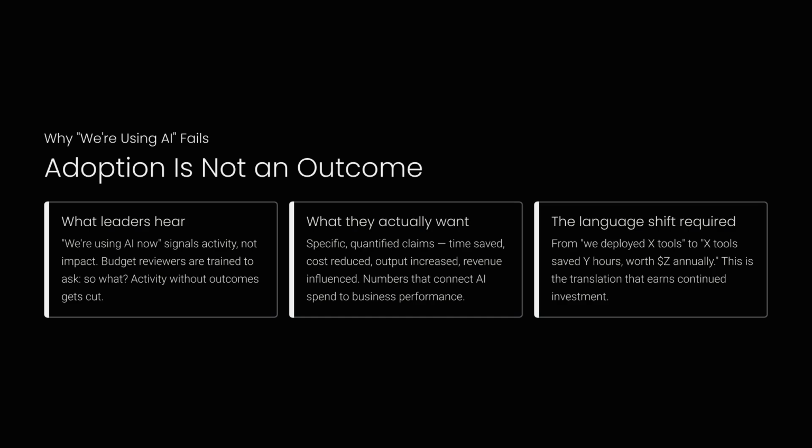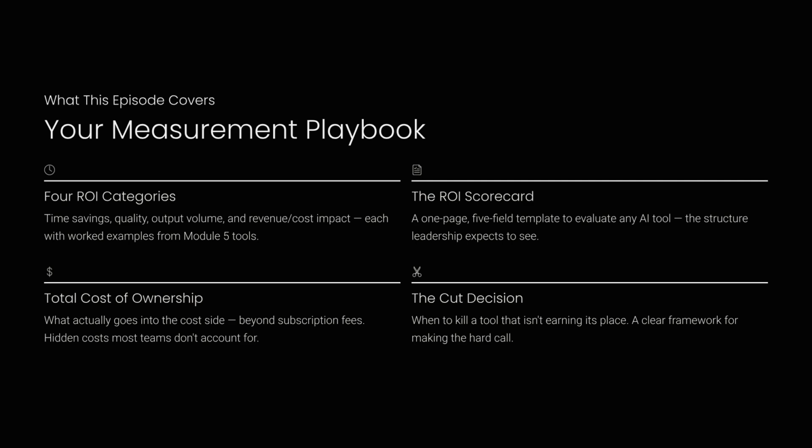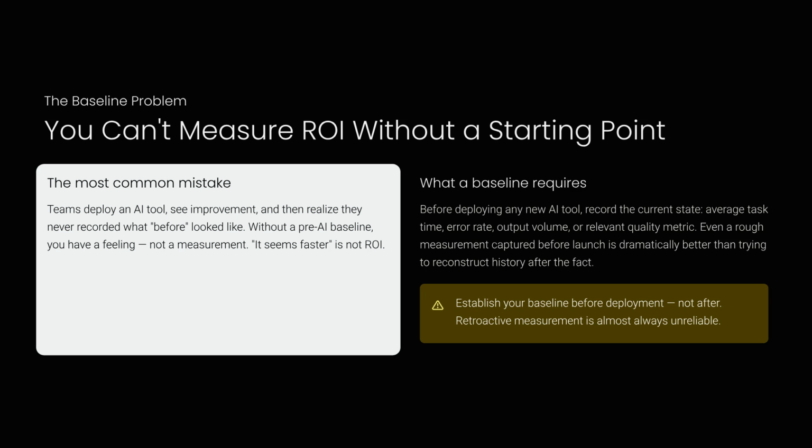clear business value. In this video, we will cover 4 core ROI categories, introduce an ROI scorecard template, discuss how to account for the total cost of ownership, and provide a framework for making the hard decision of when to cut an underperforming tool. You cannot measure ROI without a starting point.